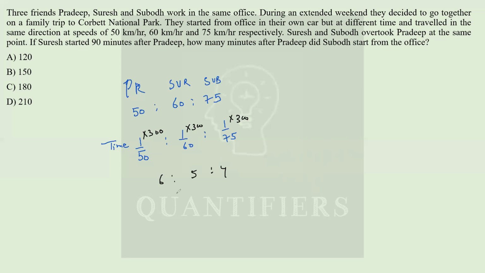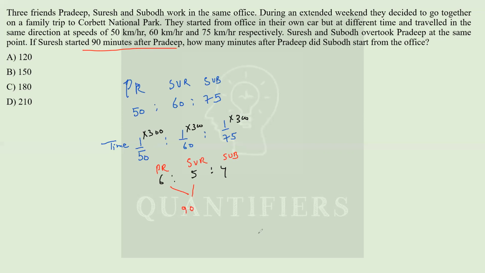Now, mind you, these are not the actual times. 6, 5, 4 is just the ratio of their times. Now, see, this is for Pradeep, this is for Suresh, and this is for Subodh. It is also given that Suresh started 90 minutes after Pradeep. That means Suresh takes 90 minutes less. So, 90 is given to us.